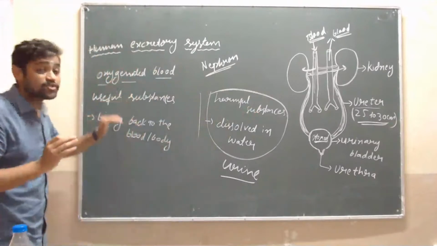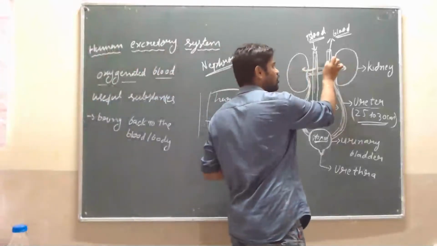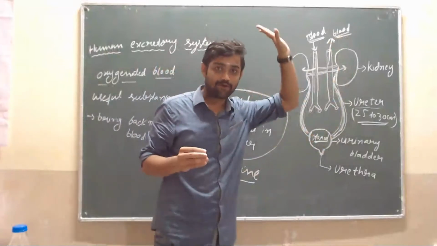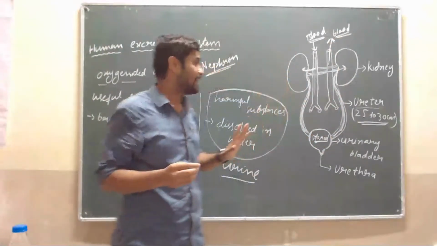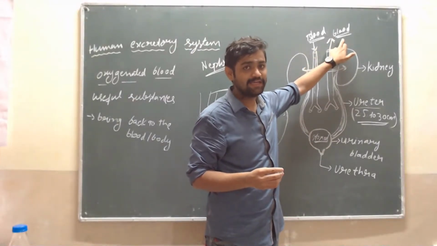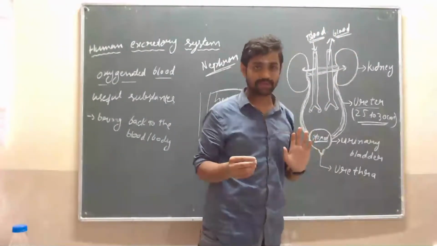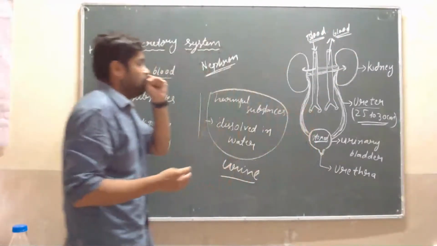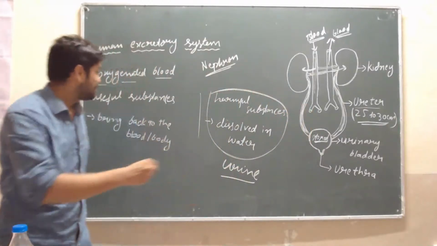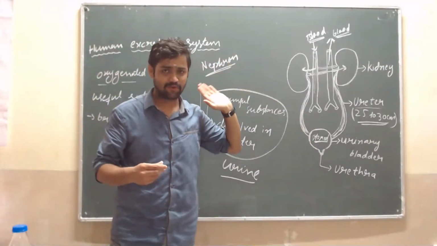Then useful substances are brought back to the blood. Then the blood goes back again to the heart. It is also called deoxygenated blood. Oxygenated blood comes from this side, and deoxygenated blood goes from that side. Then useful substances are brought back to the blood.